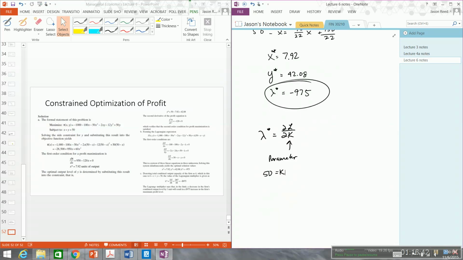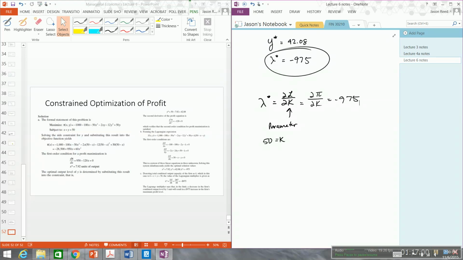Now, if we're able to change this k by a little bit, and what we're maximizing here was profit, how does profit change as we change k? We know that it's going to change by 975. So if we were to reduce the amount of output we make by 1 unit, so if we go k from 50 to 49, profit will increase by $975. That's how we interpret this shadow price here. That's what we say intuitively.